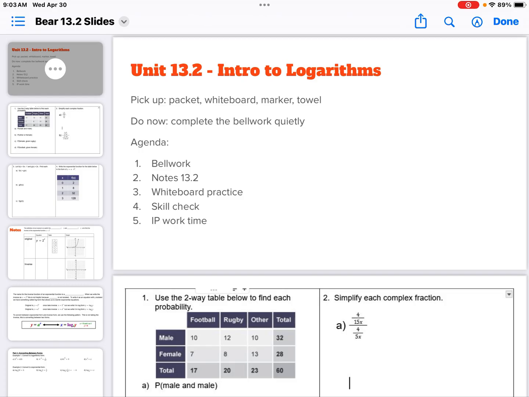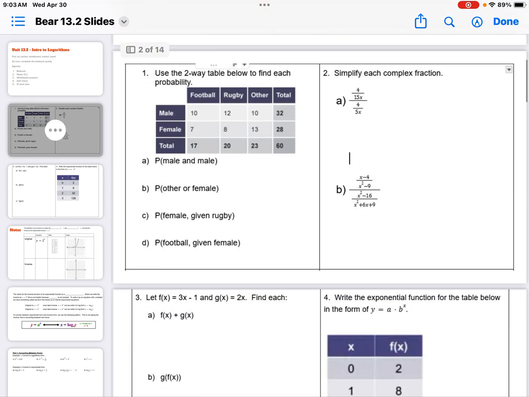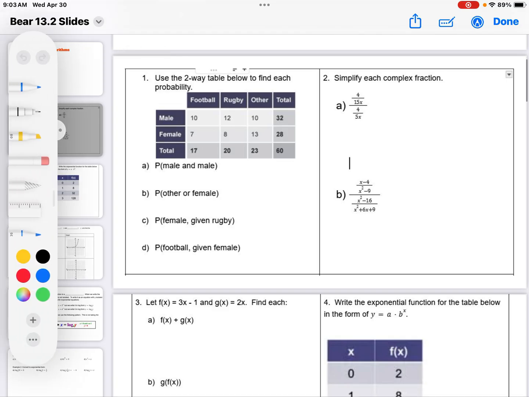Hopefully by now you have done the bell work and your teacher has gone over these, but if you need more clarity on these, here are the answers you should have had. First of all, we can scratch off number 1, part A. That was a goof up. I did not mean to put that problem.